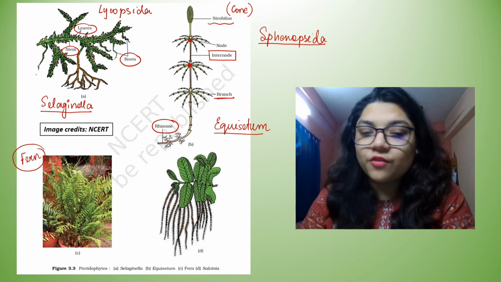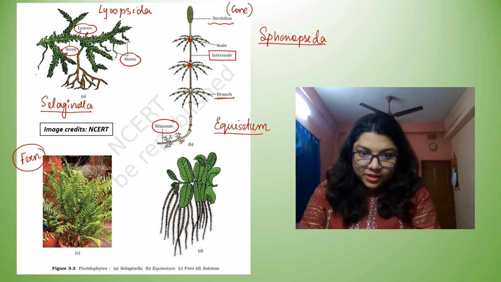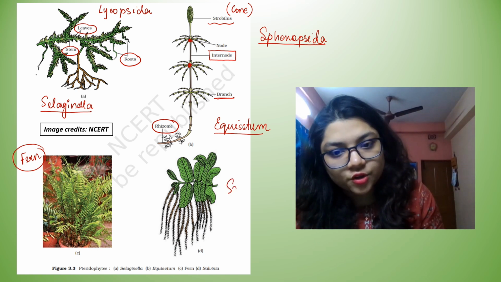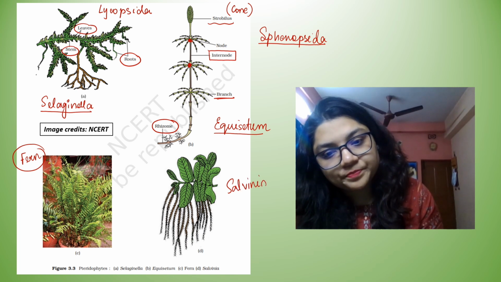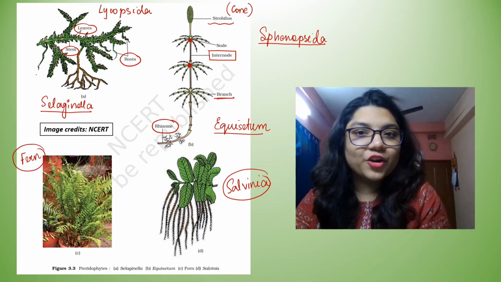First one is your fern. ये तो आप देख के ही पहचान लोगे. All of you can mark out fern, I guess. And then we have the last example, that is your salvinia. Okay. Is it clear? I guess pteridophytes are also clear for all of you.